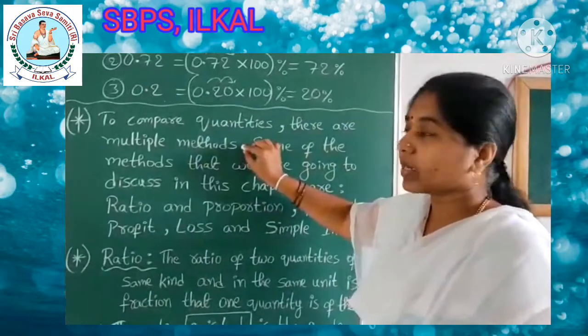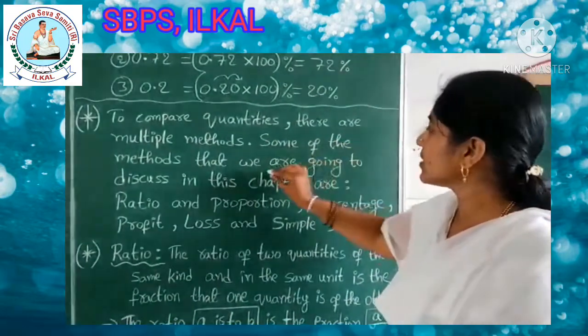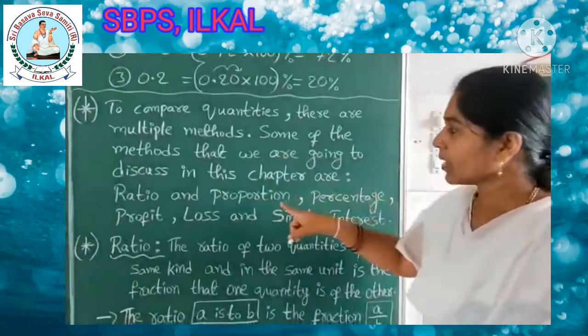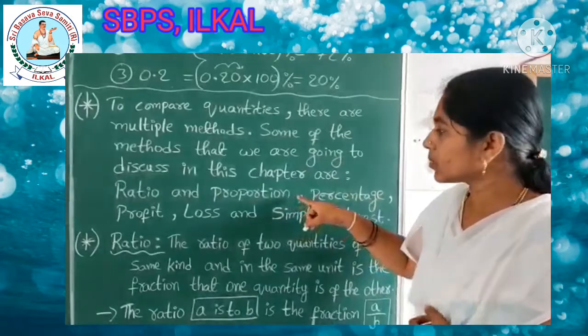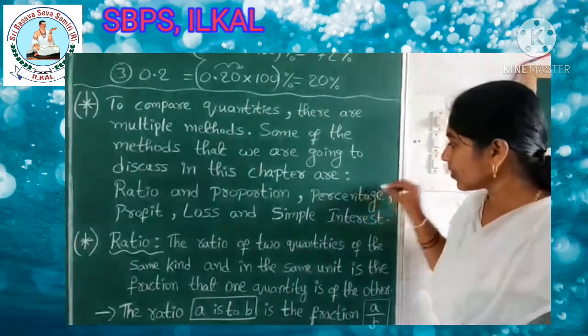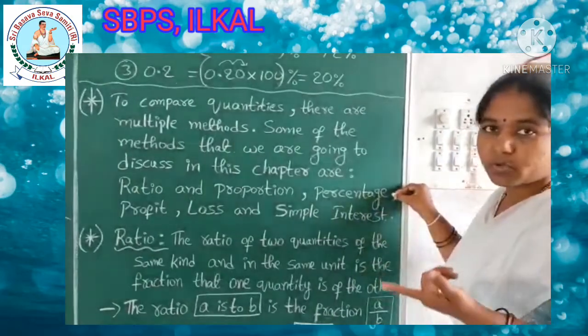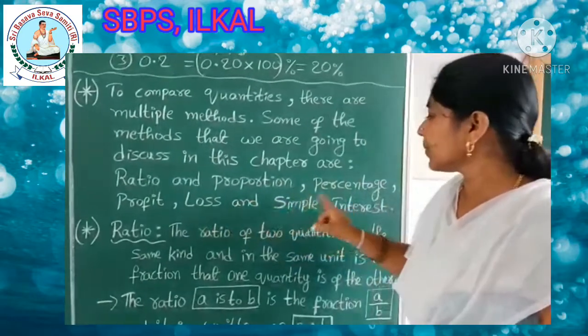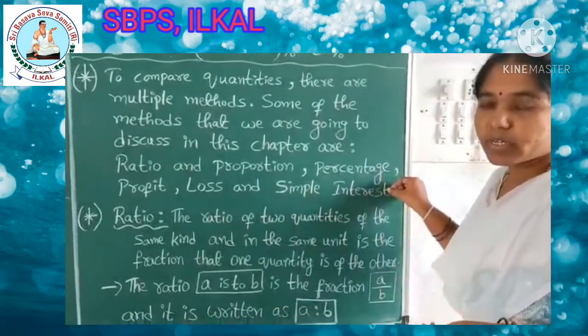Next, to compare quantities, there are multiple methods. There are many methods to compare, children. Some of the methods that we are going to discuss in this chapter are ratio and proportion. What is ratio? What is proportion? You are going to learn. Percentage, already you just came to know how to write in percentage. Profit, loss and simple interest. These terms also you are going to learn.